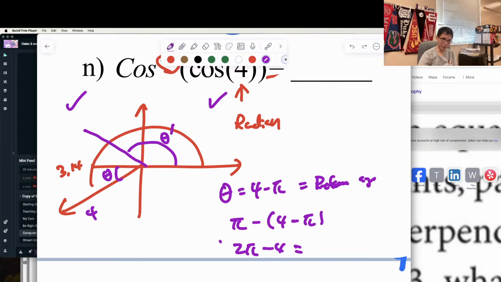Think about 6.28, it's right here, right? It's 2 pi. Subtract 4 is this way, but it's subtract this way, go back here to get our rotations.